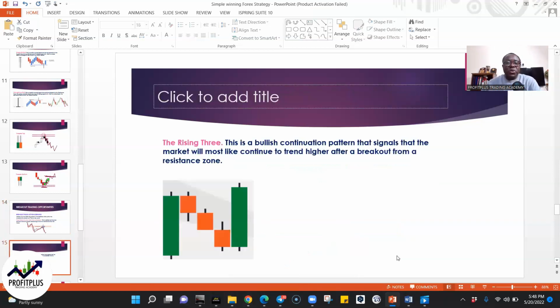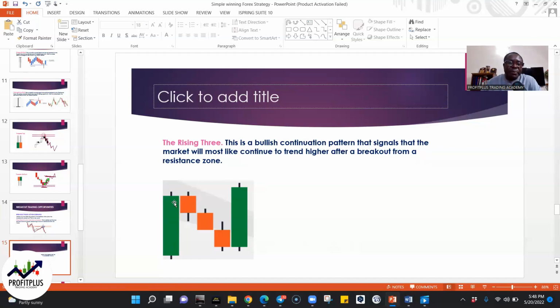So the next thing to look out for, in taking advantage of a breakout scenario in trading, is rising 3. This is what we call rising 3. Rising 3 is a bullish continuation pattern that signals that the market will most likely continue to trend higher or lower after breakout from a particular zone. But in this case, this is a rising 3. It's a breakout from a resistance zone. So market did this. This is the configuration, the pattern that we call the rising 3. 1, 2, 3.